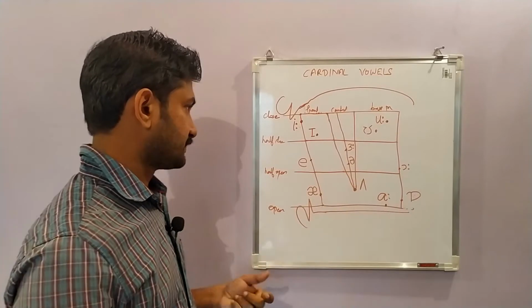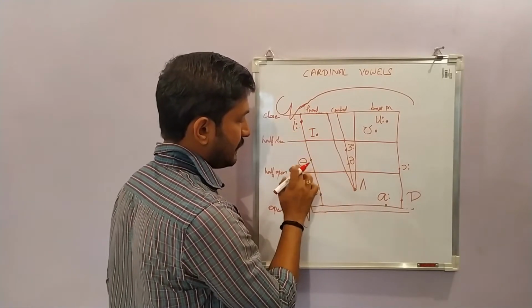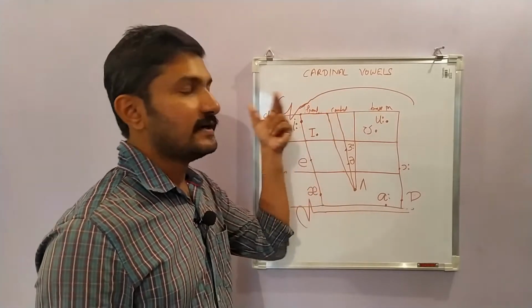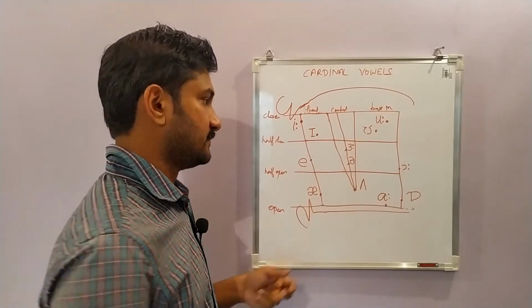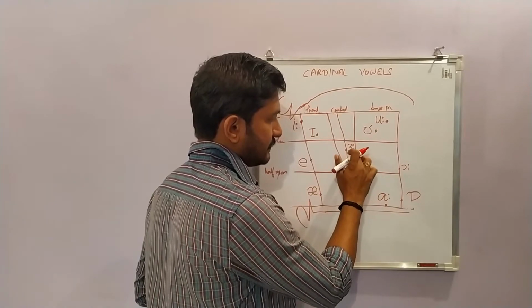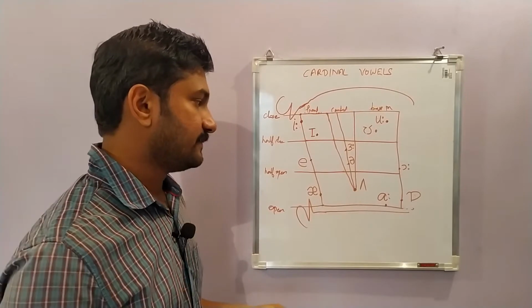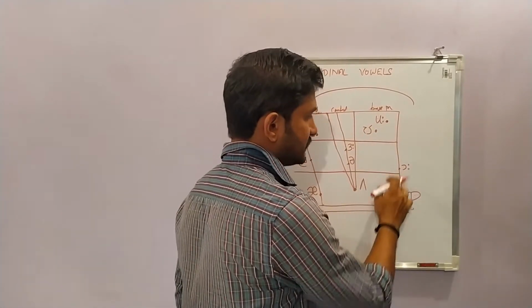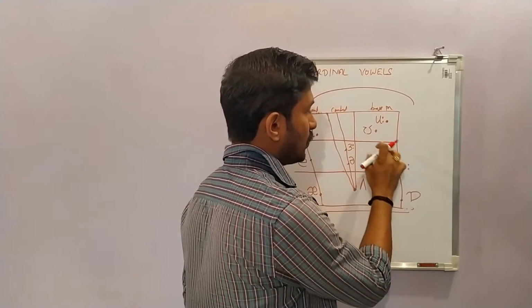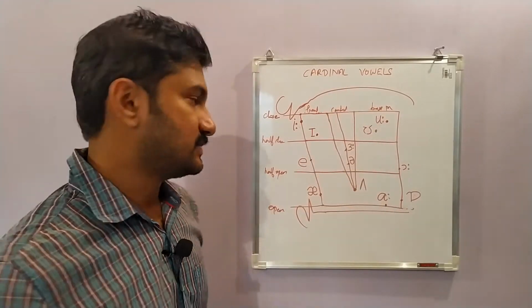So, these vowels E, A and A are articulated using the front part of the tongue, and these three vowels are articulated with the central part of the tongue, and these five vowels, O, U and U, are articulated with the back part of the tongue.